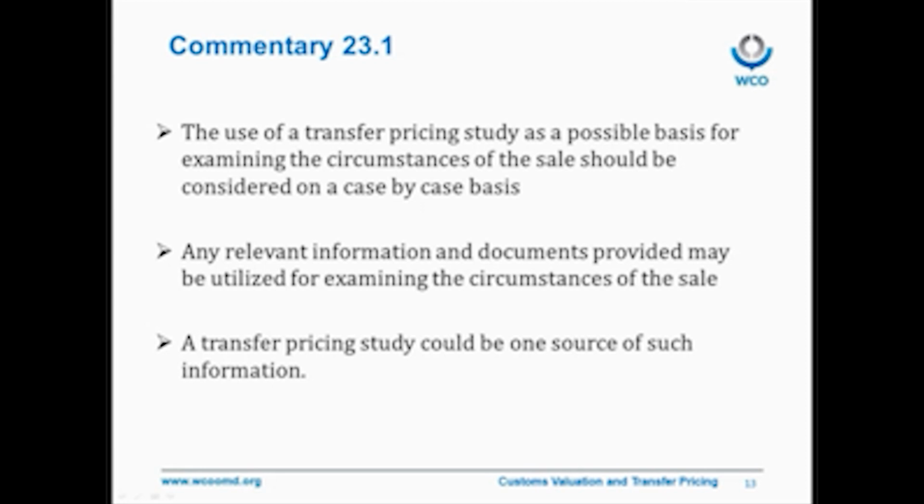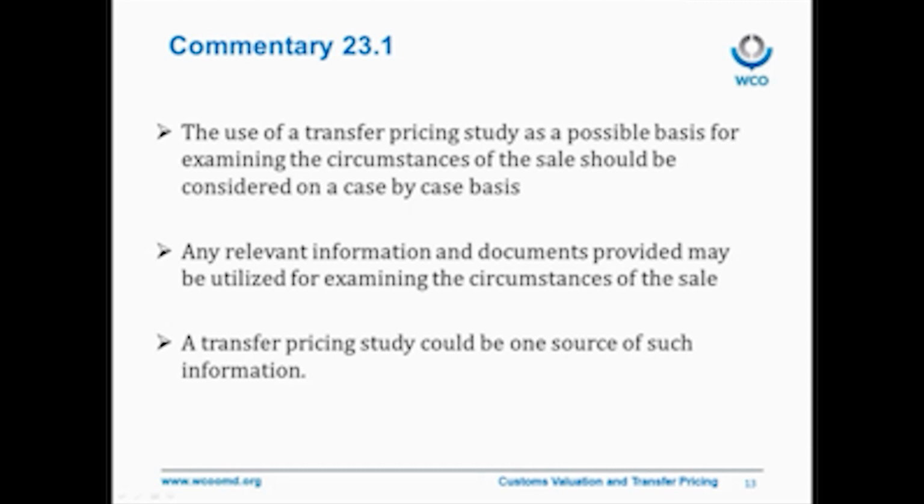But because there are gaps between these two rules, it also states in the instrument that the use of a transfer pricing study as a possible basis should be considered on a case-by-case basis, which means even if this transfer pricing report has been accepted by the tax authority, customs will not necessarily accept it. So it should be considered on a case-by-case basis. So this instrument is the first step to fill the gap between the customs valuation rules and the OECD guidelines.